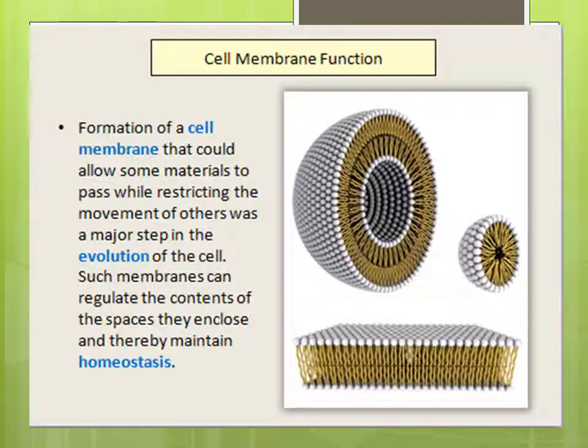Cell membrane functions. Formation of a cell membrane that could allow some materials to pass while restricting the movement of others is a major step in the evolution of the cells. Such membranes can regulate the contents of the spaces they enclose and thereby maintain homeostasis. And remember, we talked about homeostasis as being staying the same, keeping your body even.